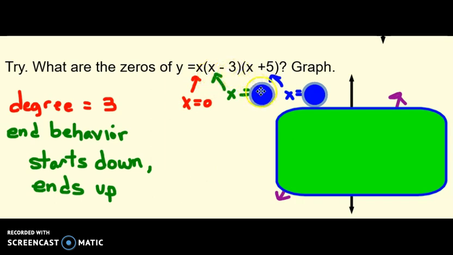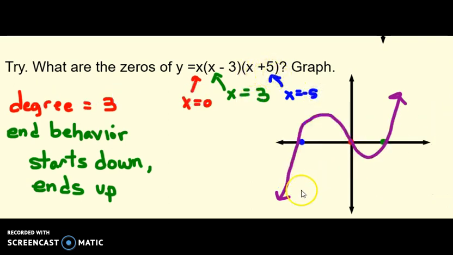If I have x minus 3, what makes it 0? 3. What's the next one? Negative 5, because negative 5 plus 5 is 0. So it's going to make this N shape. It's going to start down and end up. So I have negative 5 right here. I have 3 right here. I have 0 here. So then I just sketch it. Negative 5 makes it 0. That would be that blue dot.